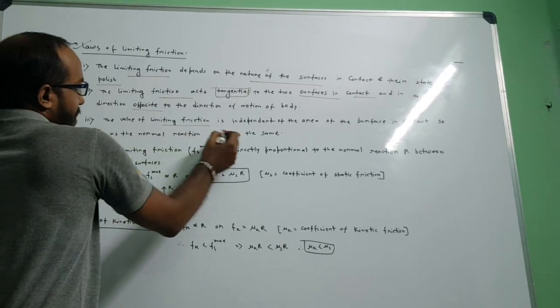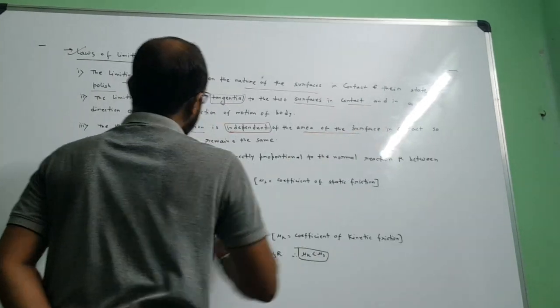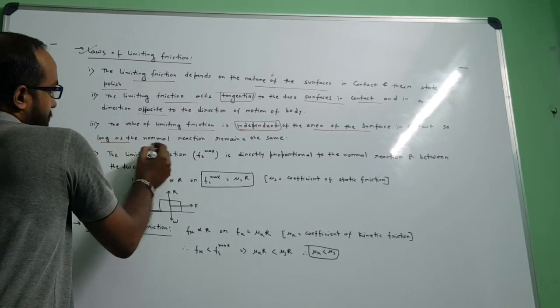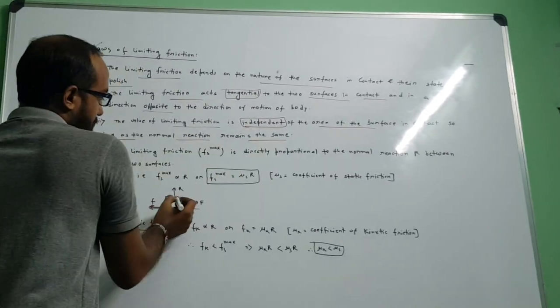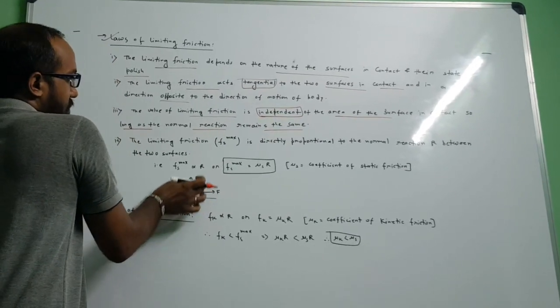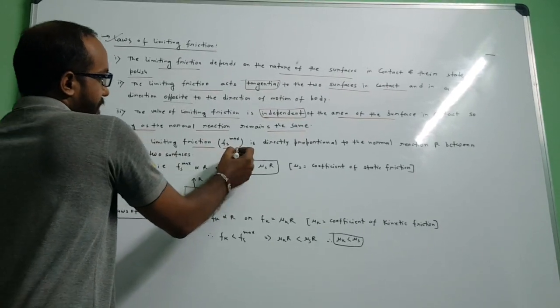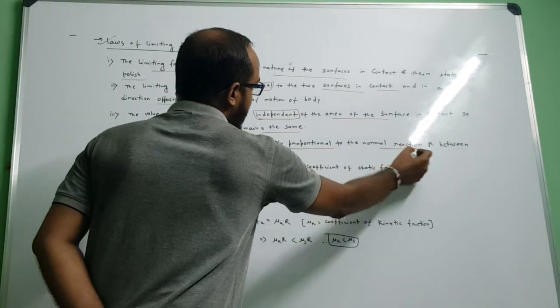The value of limiting friction is independent of the area of the surface in contact, so long as the normal reaction remains the same. So that means for any surface, our friction doesn't depend on the contact surface area of the surface. The limiting friction Fs max is directly proportional to the normal reaction.